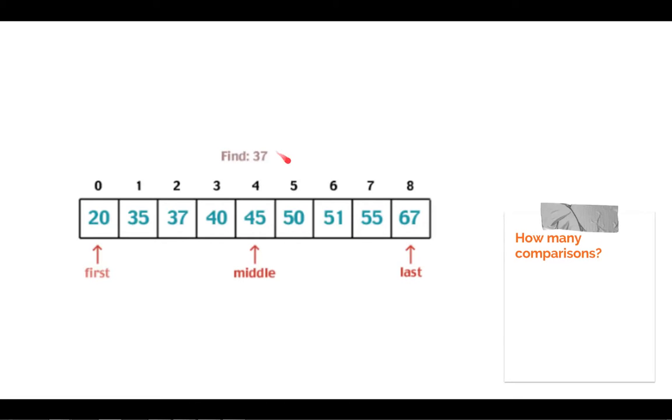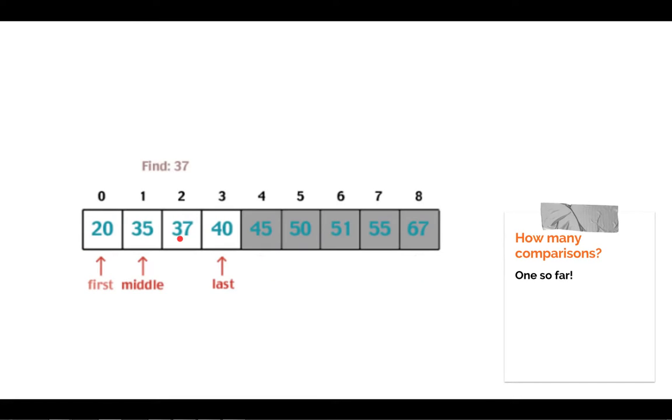On the greater or less than comparisons, I'll show you here. For example, with 45, 37 is less than 45. So now we know that 37 cannot exist in this half of the set, so we can disregard from 45 all the way to the right. We don't need it. Now we know that 37, if it does exist, is between 20 and 40. There we go.